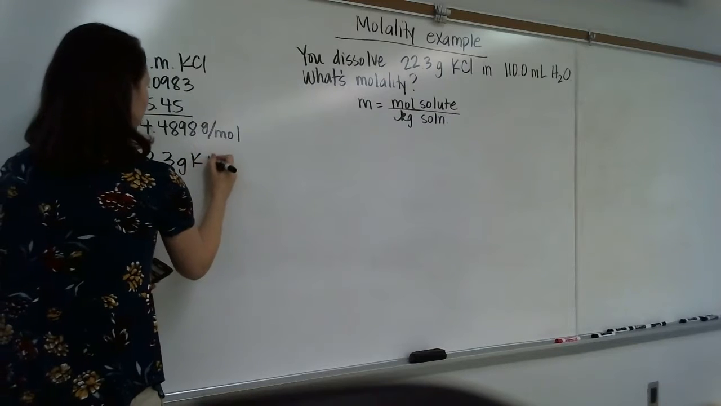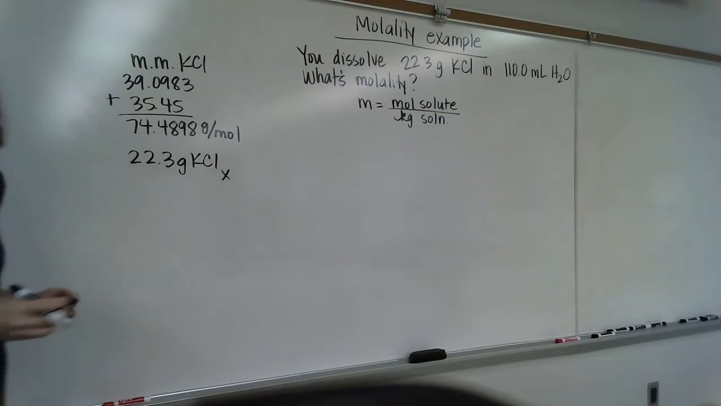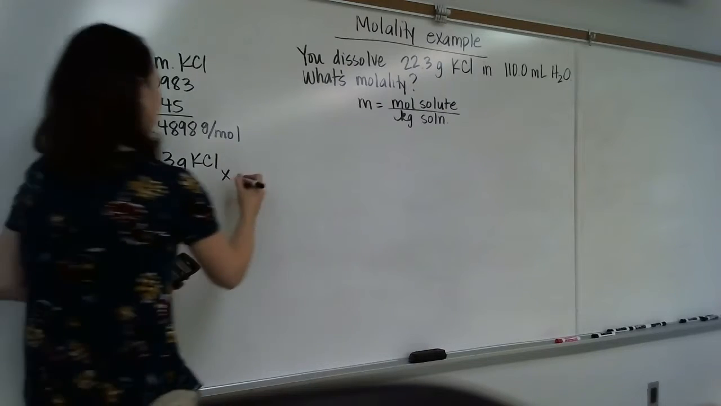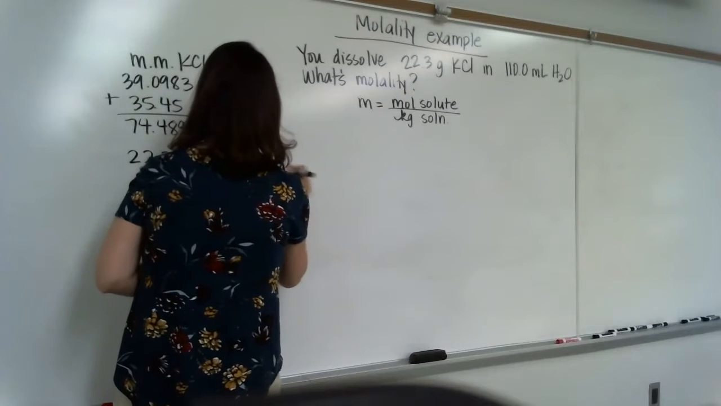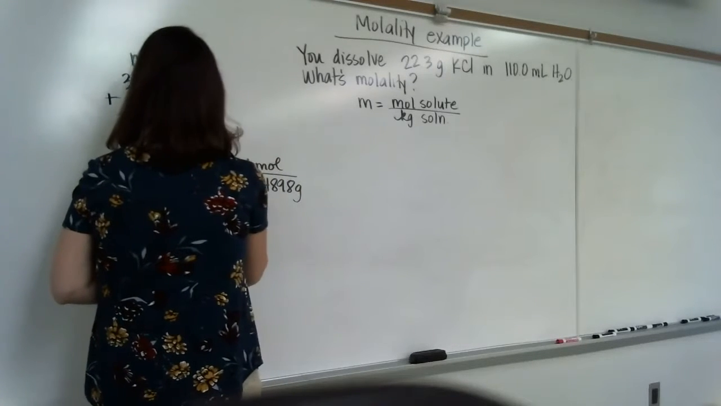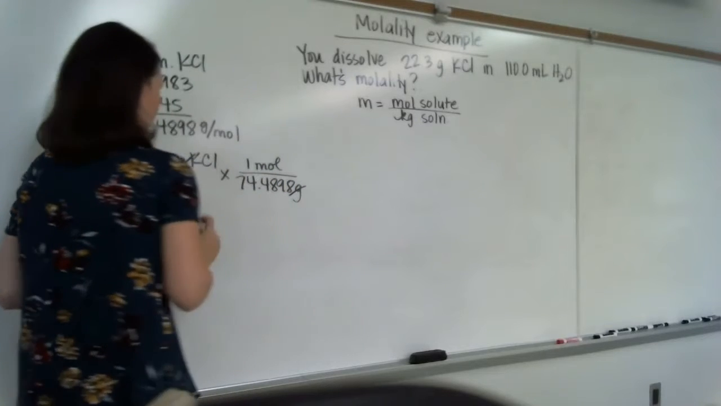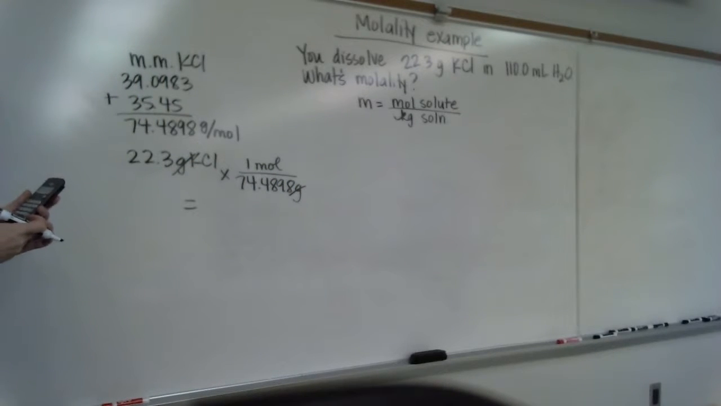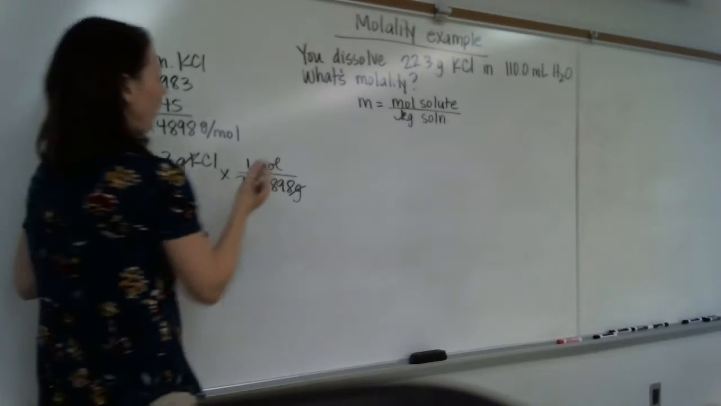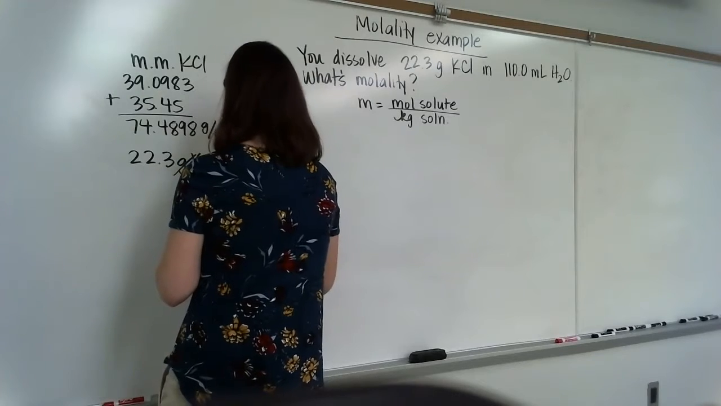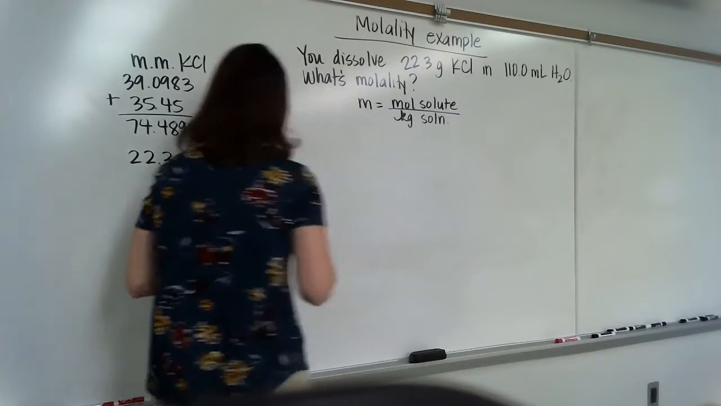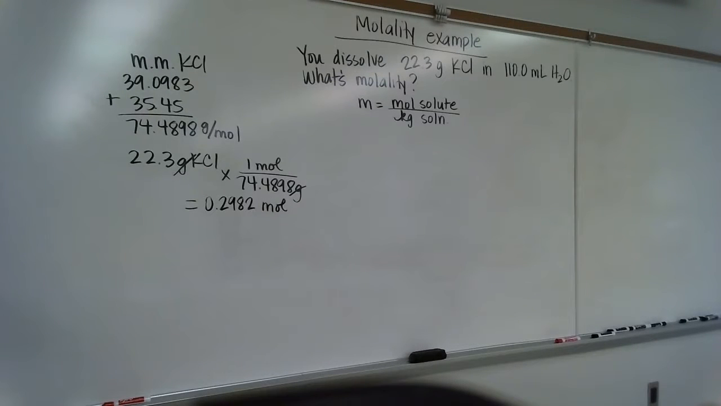Now let's convert grams to moles. 22.3 grams KCl. Is grams going to go on bottom or on top? On the bottom. So 74.4898 grams per mole, grams cancels. So 22.3 divided by 74.4898. Carry out extra decimal places because we'll round at the end. 0.2982 moles. Do we agree on how we converted grams to moles?